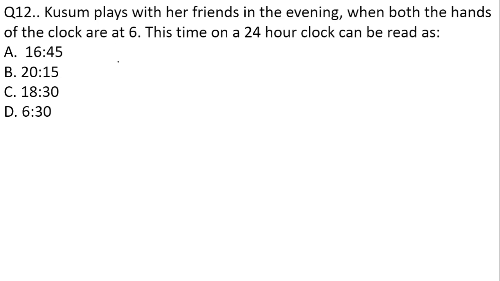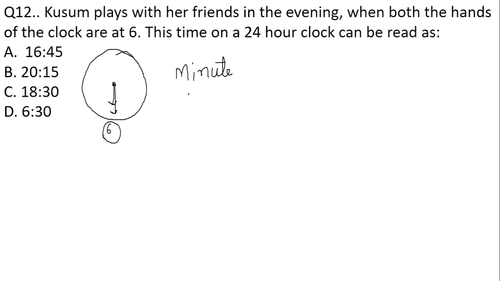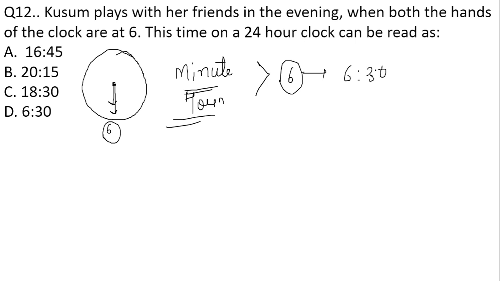Here what they have given is, on a clock the minute hand as well as the hour hand are on the 6. What they have told us, both the hands, it means minute hand as well as the hour hand, not the second one. Both the hands are at a 6. It means the time is 6:30. Am I right? The hour hand is also at 6 and the minute hand is also at 6. It means the time is 6:30.